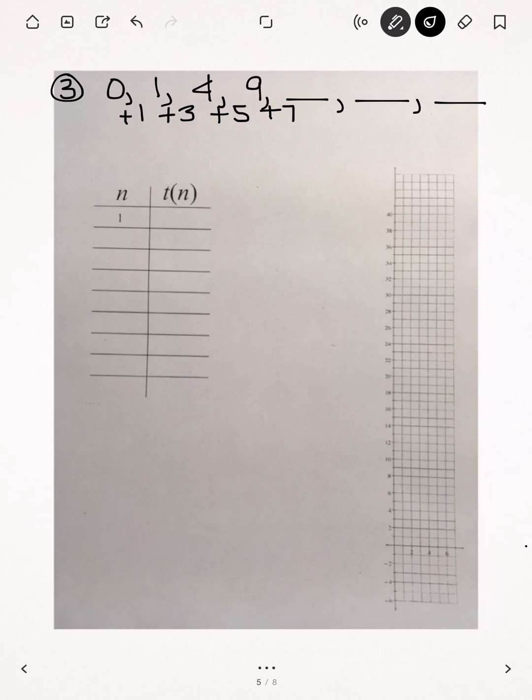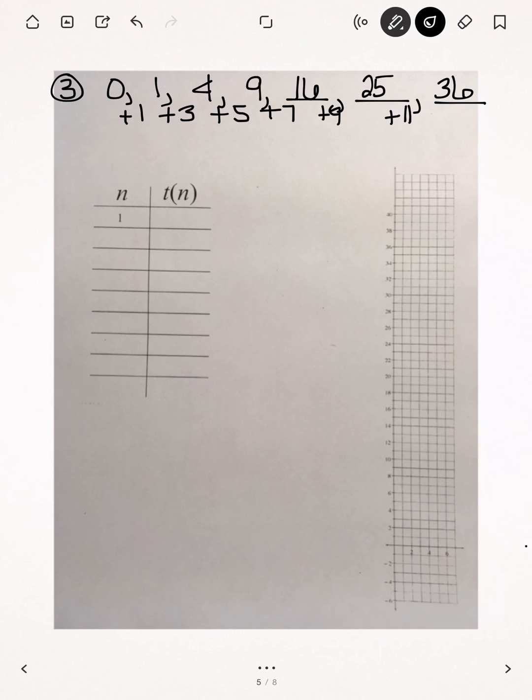So 9 plus 7 is 16. 16 plus 9 is 25. Sorry, I got ahead of myself. That was adding 9, and this is adding 11. Adding 11 to 25 would be 36. So I'm saying plus 1, plus 3, plus 5, plus 7, plus 9, plus 11.